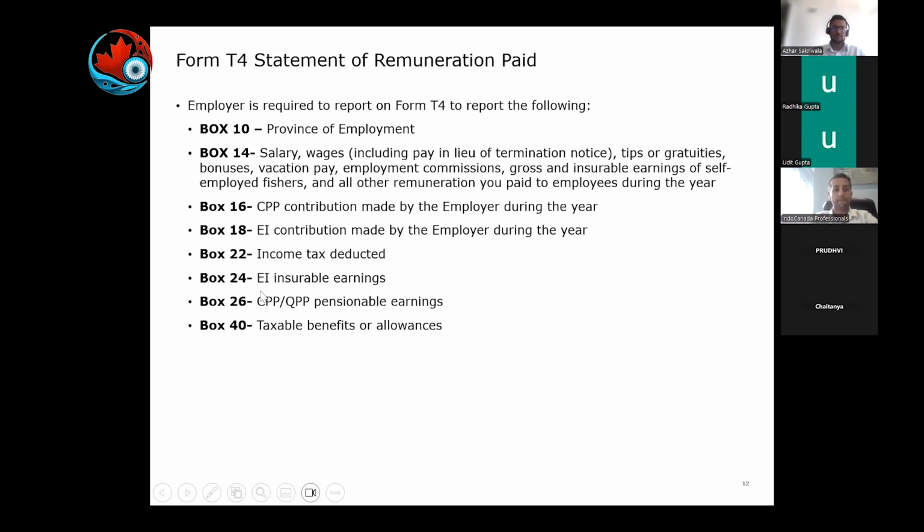Box 24 would have your gross EI earnings, and box 40 generally has all the non-cash benefits that are paid to you. So if you're participating in the company health plan, if there are any reimbursement of expenses or any other perquisites that are provided in addition to your salary, that will be reported in box 40.